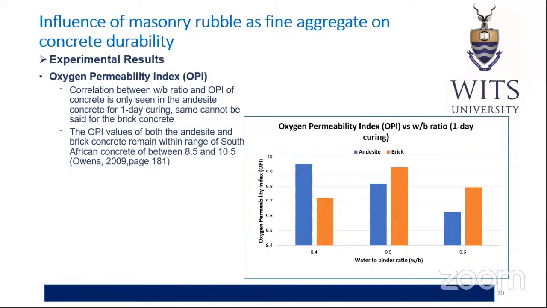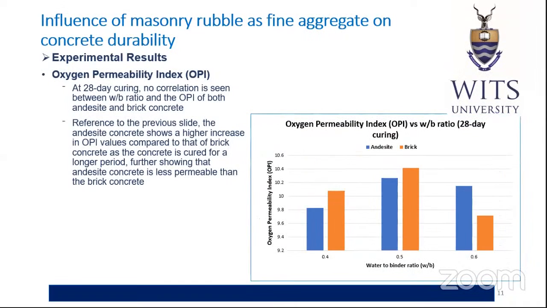And the OPI values of both the andesite concrete and the brick concrete remain within the range of South African concretes of between 8.1 and 10.5. Furthermore, as we look at the OPI result after 28 days of curing, no correlation is shown between the water to binder ratio and the OPI of both andesite and the brick concrete. This is due to the 0.4 mix ratio, again being the anomaly that disrupts the correlation between water to binder ratio and the permeability of both andesite and the brick concrete.